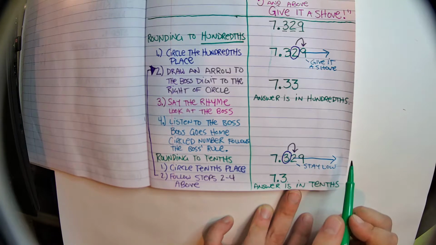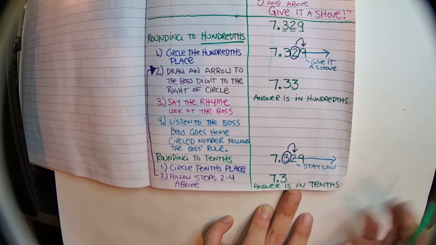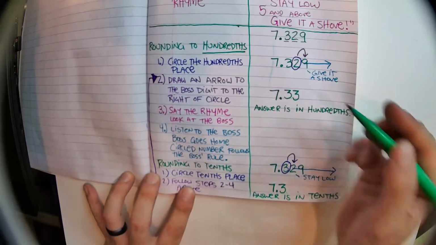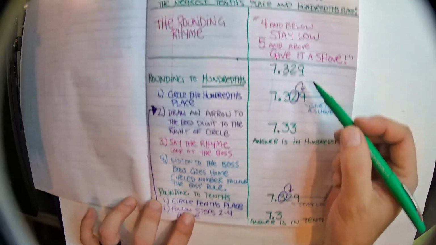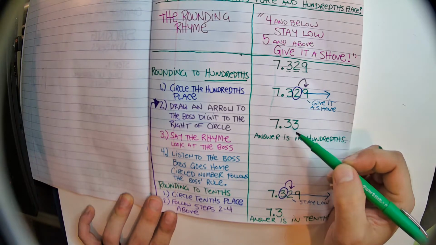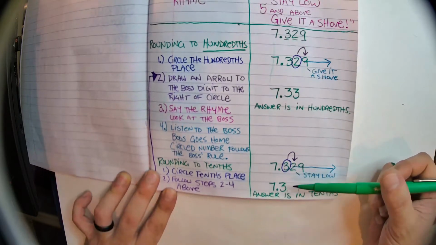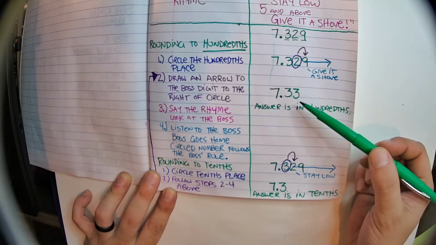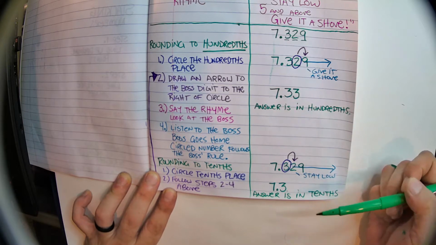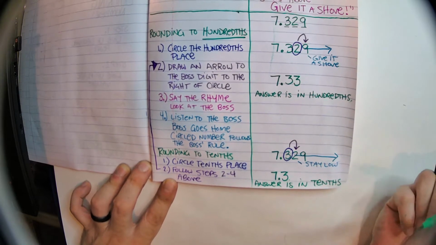The bosses went home. All right, so the boss is directly next door, but anything to the right of the boss goes home too. It's like a boss party. All right, so what we did is we took the number 7 and 329 thousandths, and we used rounding rules to get it into hundredths. And we also took the number 7 and 329 thousandths, and we rounded it also to the nearest tenths. As you can see, when we rounded to the nearest hundredths, our answer was in hundredths, 7 and 33 hundredths. When we rounded to the nearest tenths, our answer was in tenths, 7 and 3/10.